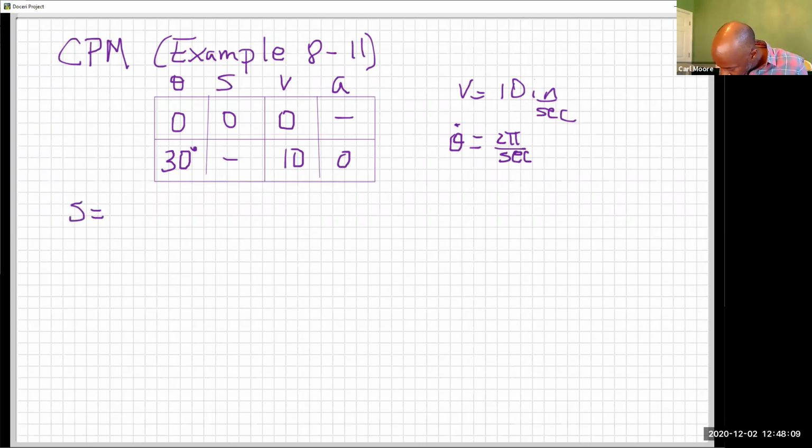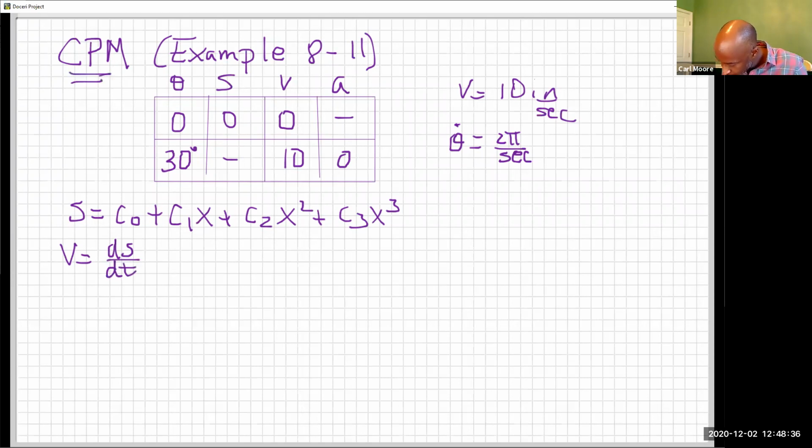Let's go ahead and set up our S, B, and A equations such that they are up to the third power. So C0, plus C1 X, and one thing that's unique about the critical path motion is I'm generally going to use an X, where before I was using an A. So C2 X squared plus C3 X cubed. Now, when we take the derivative of this, we are no longer taking the derivative with respect to theta. We're taking the derivative with respect to time, because we're doing critical path motion.